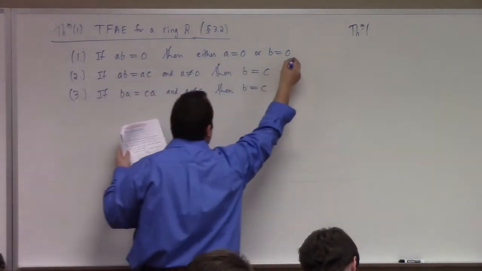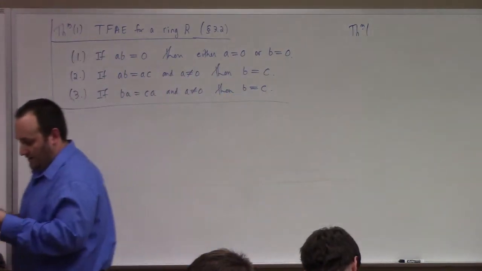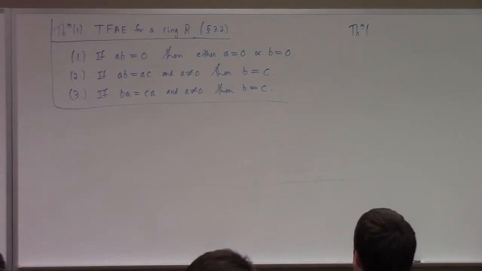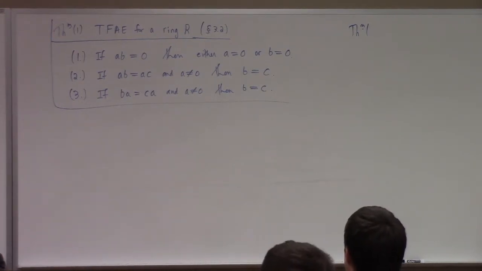So let's see here. If you were to put this into words, what would 1, 2, and 3 be? 1 is the statement that the ring has no zero divisors. 2, you might call left cancellation. 3, you might call right cancellation. So the claim is that these are equivalent. How would we prove that?